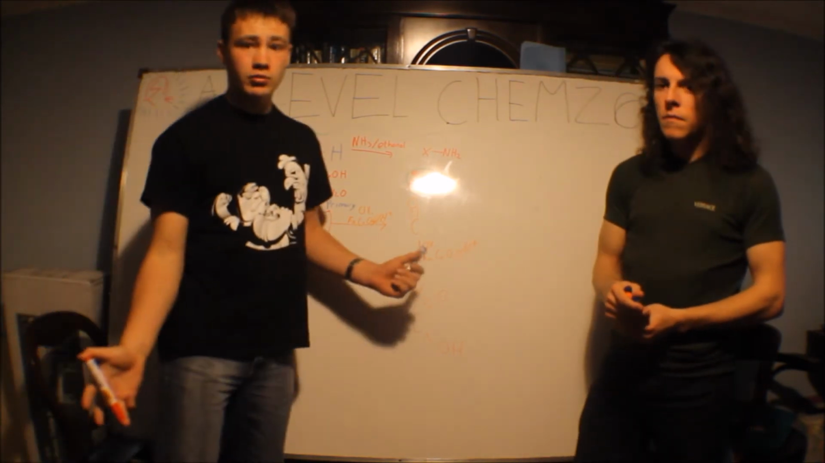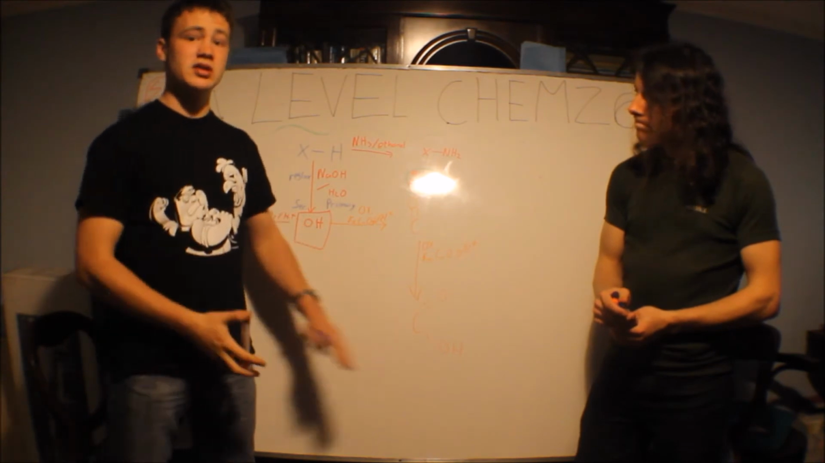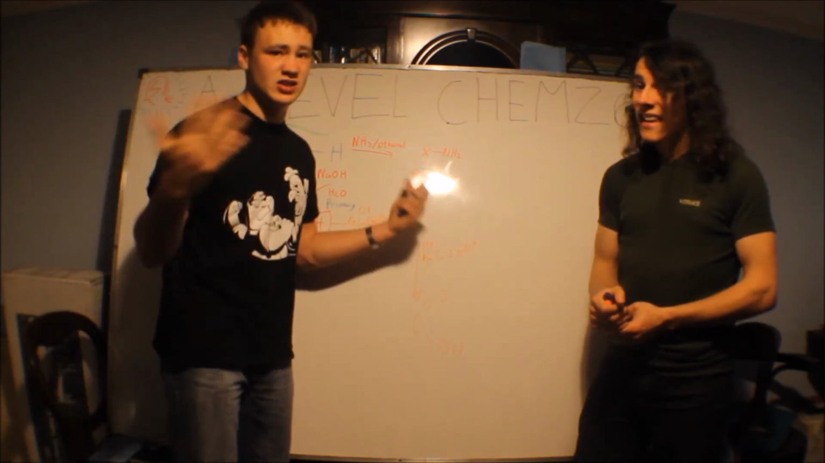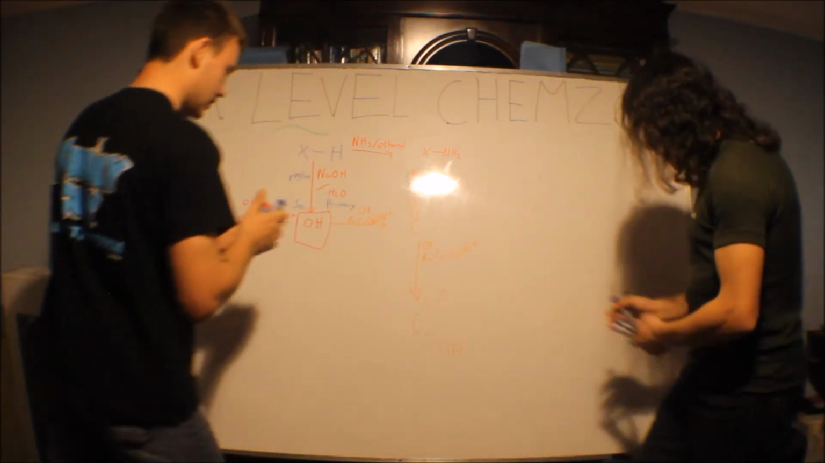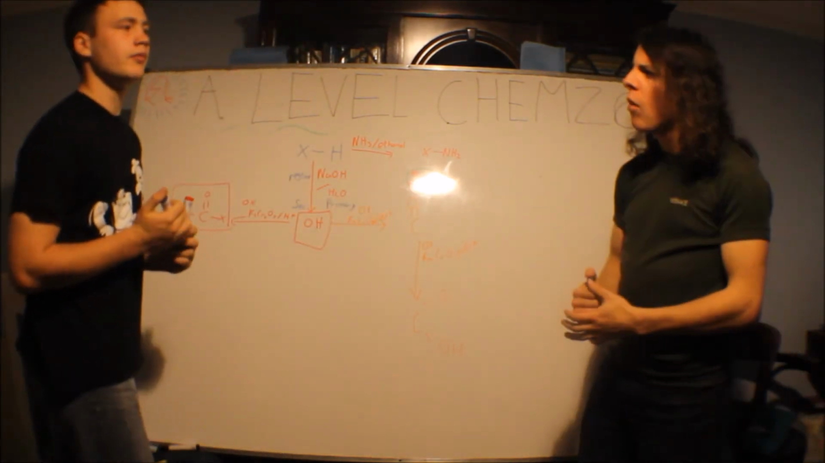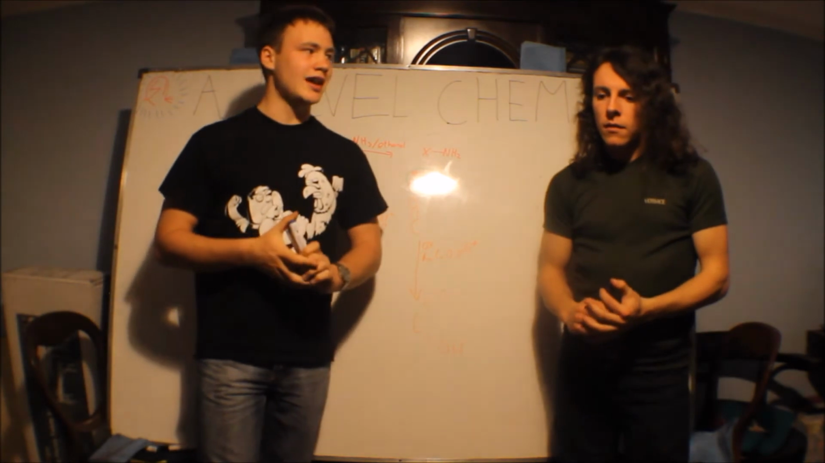Can we go any further? Well, we've got this. We can do other stuff with carboxylic acid. Now this is the A2 stuff. So making an ester. We can make esters. But I've noticed something. What do we need to add to a carboxylic acid to make an ester?